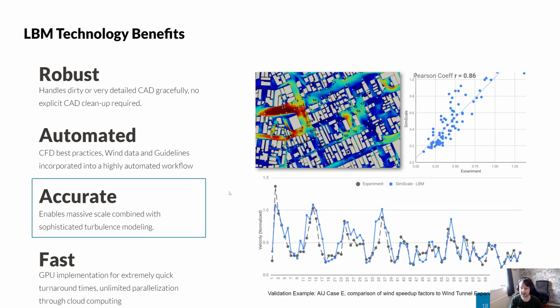Thirdly, it's incredibly accurate, and not only accurate, it's incredibly fast as well. So having both of those in the same solver is rarely seen. The accuracy here is displayed using the ARJ case E, and we're comparing experimental wind tunnel results with SimScale's lattice-Boltzmann method, or the lattice-Boltzmann method powered by Pacefish. And you can see there the Pearson coefficient is 0.86, which is high.